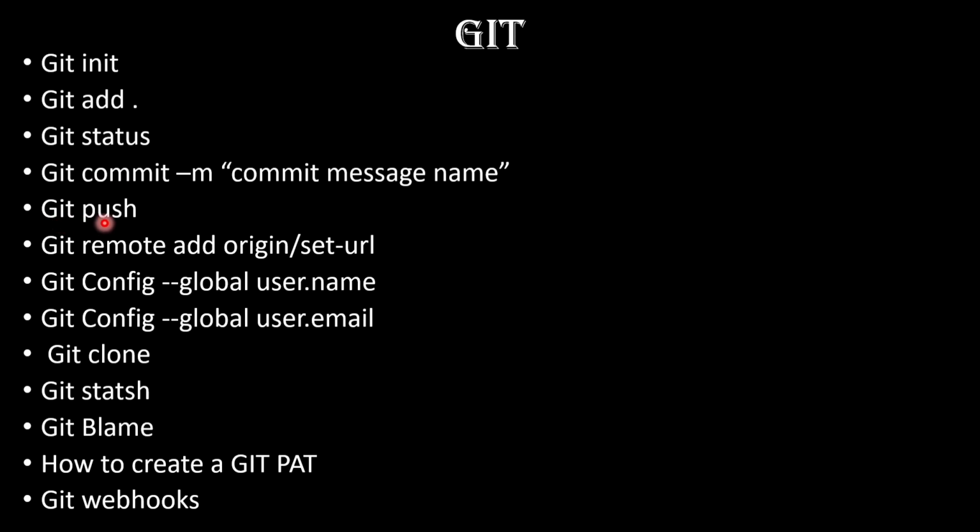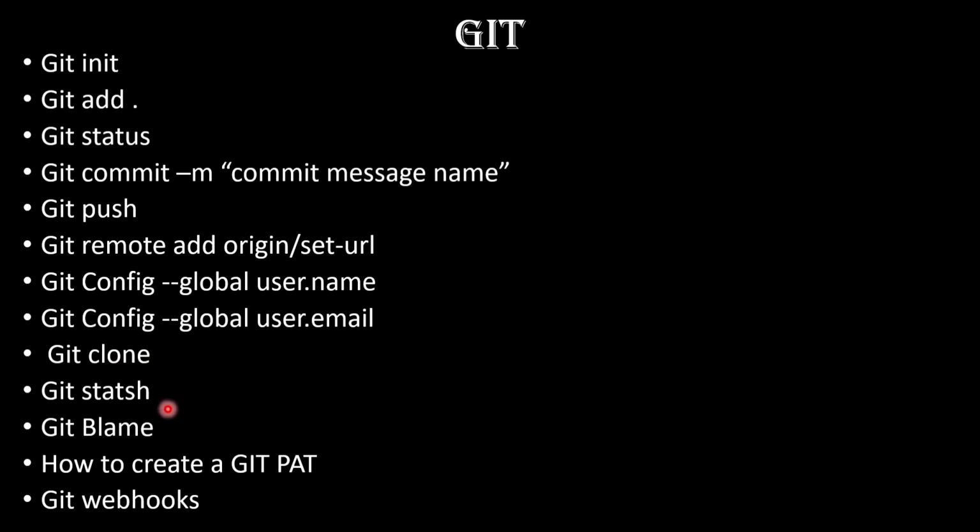Now in order to push from local repo to remote repo, we use the git push command. Okay, and in order to configure your username and email id before you push your files to your remote repo, we use git config hyphen hyphen global user.name space username, user.email space email id, which will configure your username and email address. Okay, and if you want to set your remote url, we can use this command, git remote add or set-url. And if you want to download, clone your repo, we can use git clone.